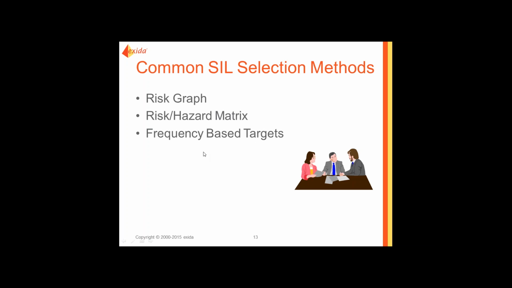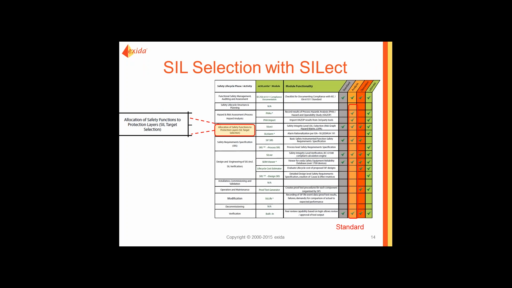So what are the common SIL selection methods? Well, typically there are three: the risk graph, the risk or hazard matrix, some people call it hazard matrix, some people call it risk matrix, and frequency-based targets. exSILentia supports all three of these SIL selection methods. And in exSILentia, we have a SIL selection tool called SILect. Those of you who've used exSILentia will be familiar with this.